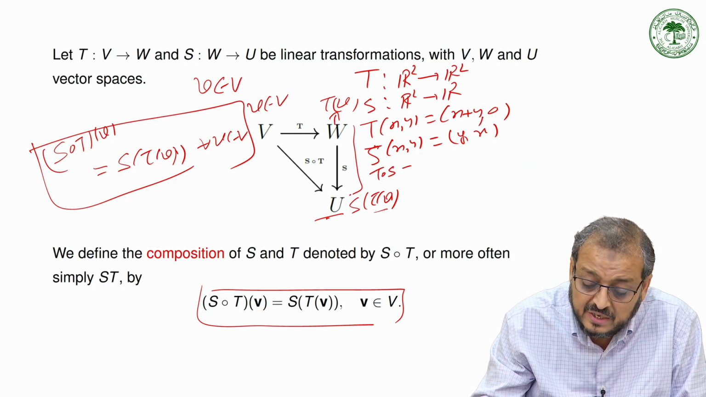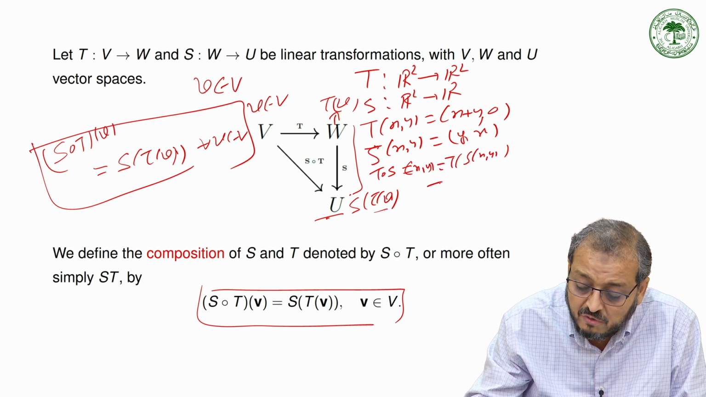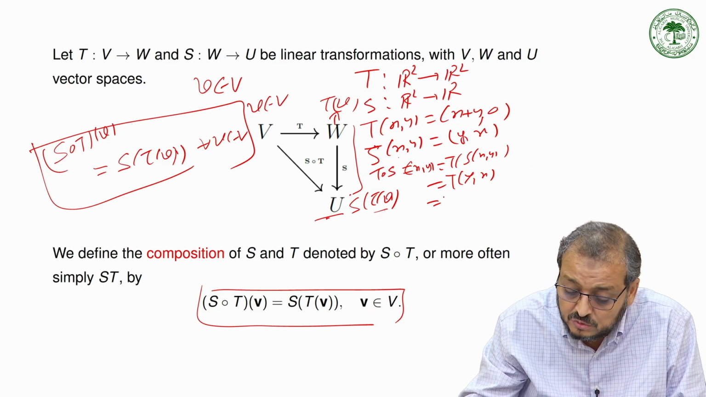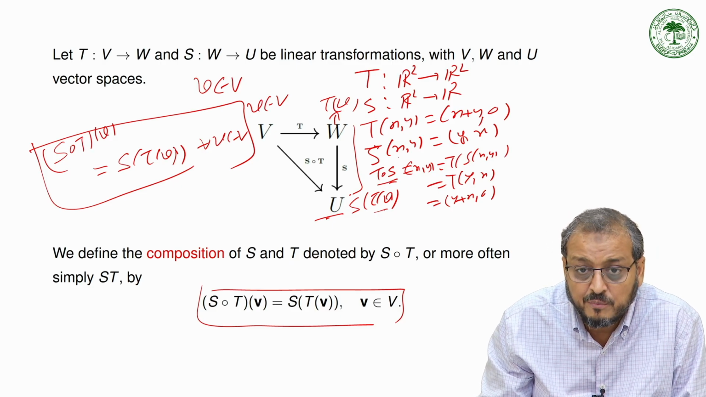So T composition S is nothing but, over X and Y, we can write T of S of X and Y. T of S of X, Y is equal to this. So T of (X, Y) is of the form (Y, X), and this is nothing but T defined as the sum of these two. So this can be written as (Y + X, 0). This we have to define as T composition S.